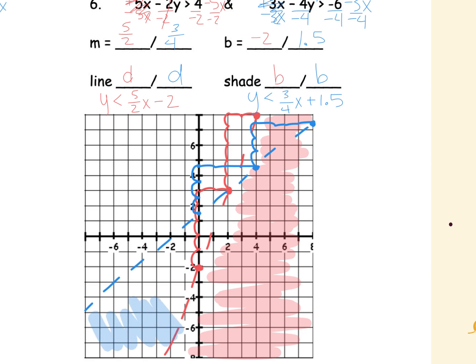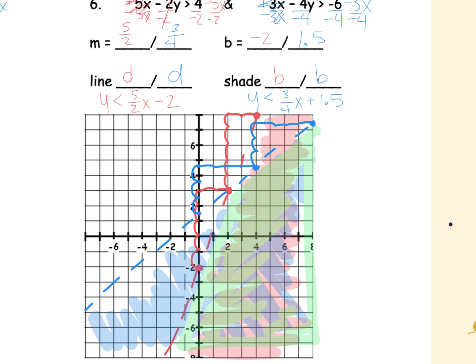So you can see right there, that was by itself. And now it's starting to overlap. And remember, the whole point is where does it overlap? So our solution, our coordinates that will make both of those inequalities true are going to be in here.